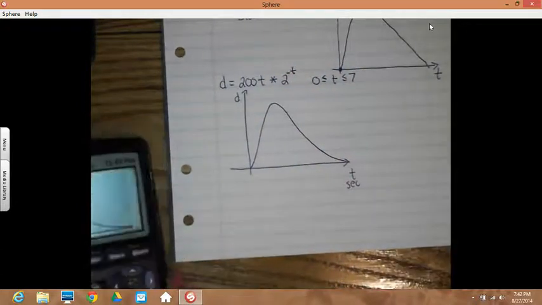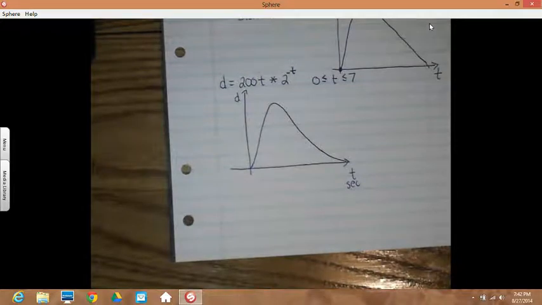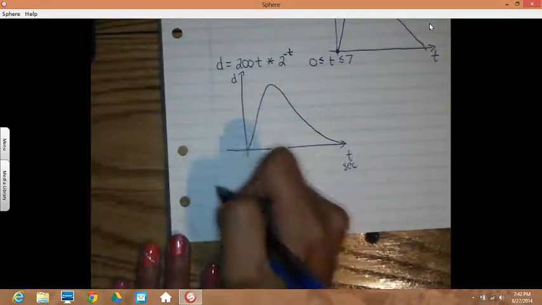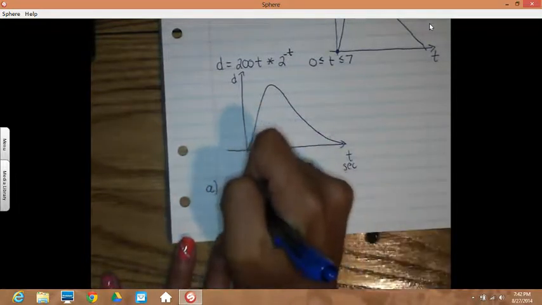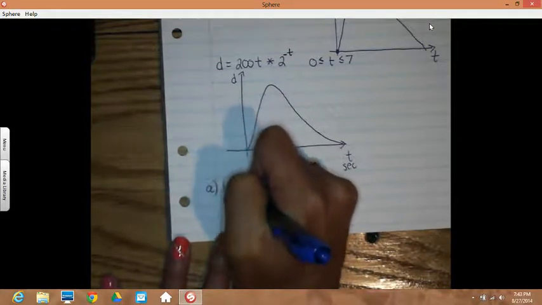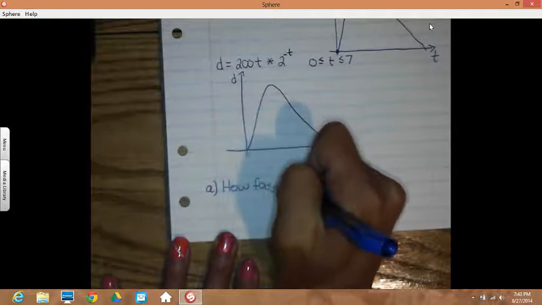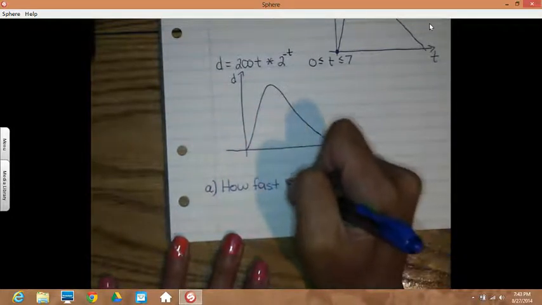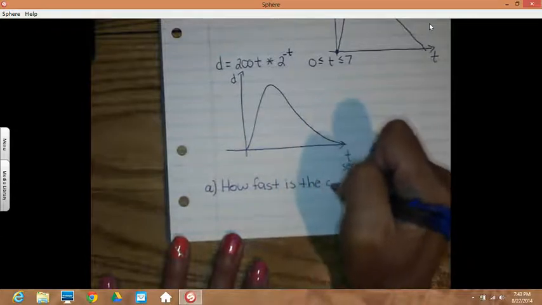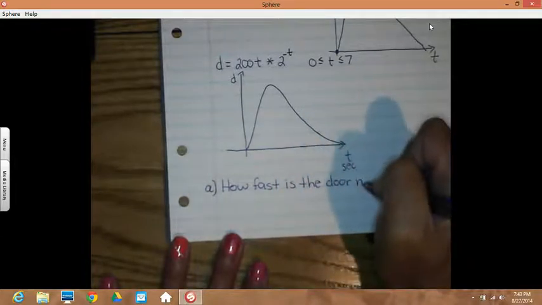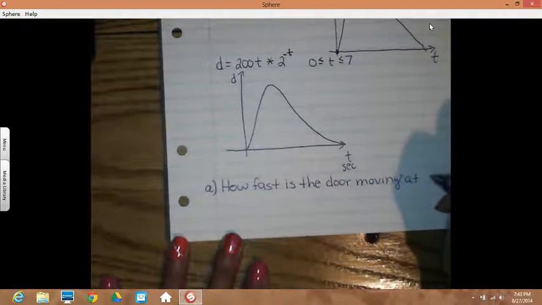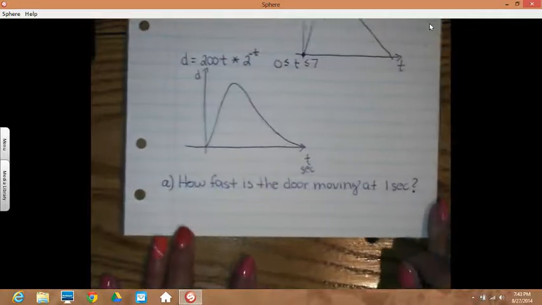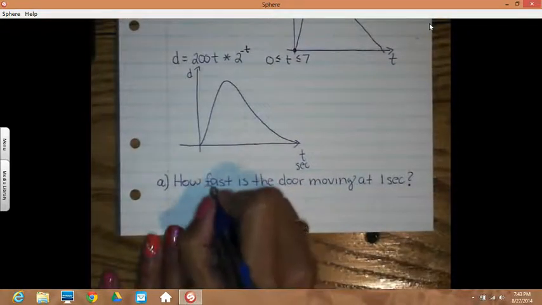Okay. Now my first question about this graph, call it question A. How fast is the door moving at 1 second? Okay, my question is how fast is the door moving at 1 second?